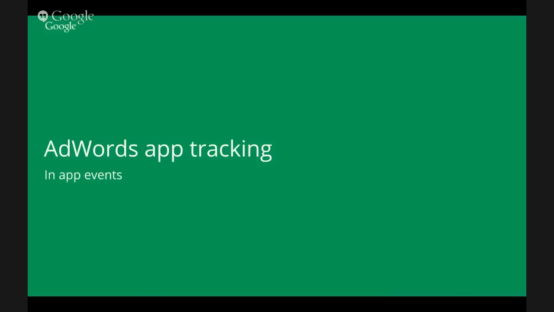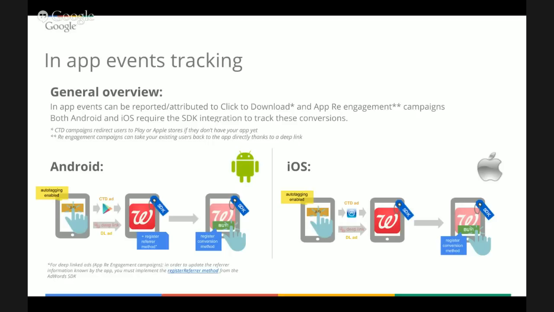Now, we've talked about AdWords app tracking when it comes to app installs. Now let's go to in-app events and how to track the conversions within the app. To be able to do that, we will be working on SDK level. Okay, the codeless solution for Android is available for tracking the installs, but not in-app conversions. So that's something to bear in mind.